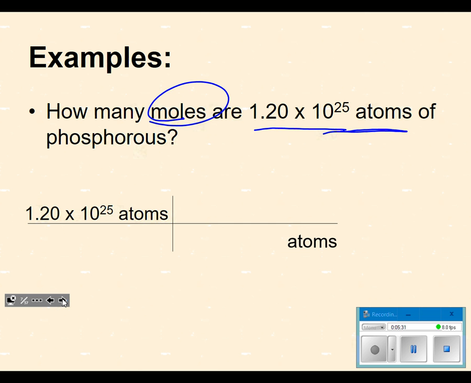And we're trying to go to moles. Well, we know that there's 6.02 times 10 to the 23rd atoms for every 1 mole. So we can put that number there and put that number there. Okay? That allows us to cancel out our atoms, and we'll end up with just moles. If you remember with dimensional analysis, we multiply everything across the top and divide by everything in the bottom.